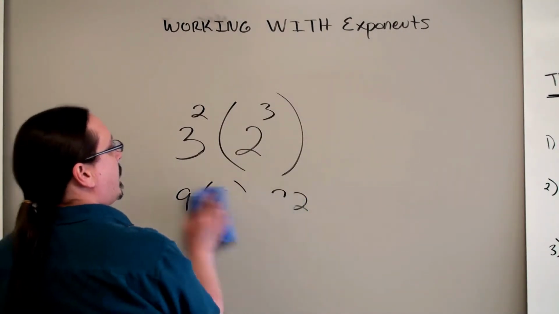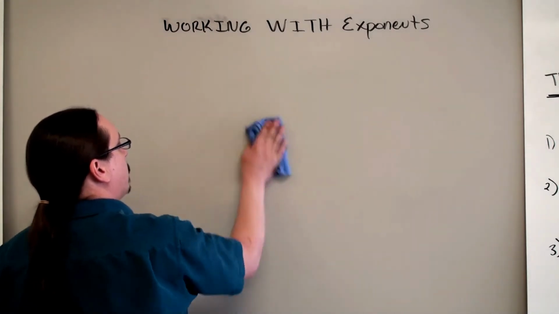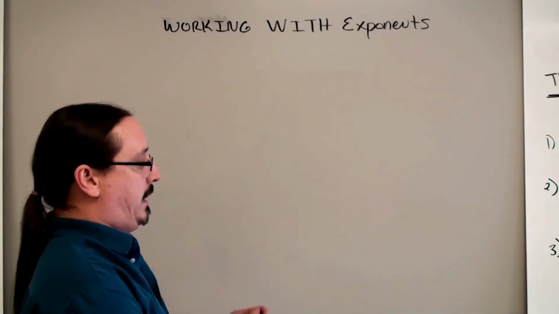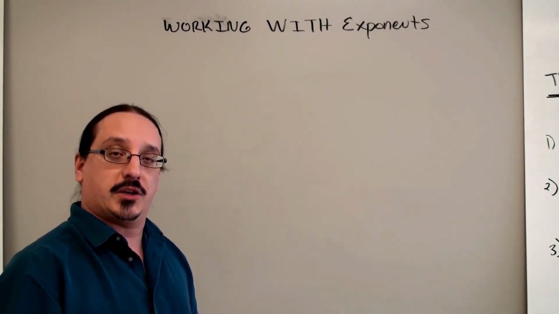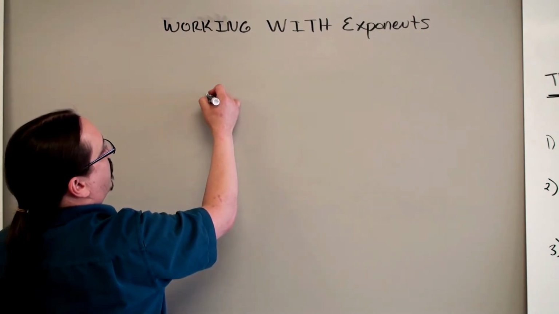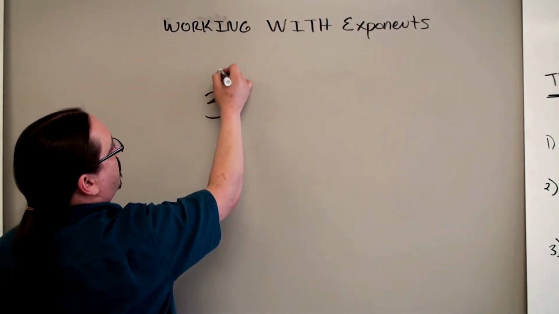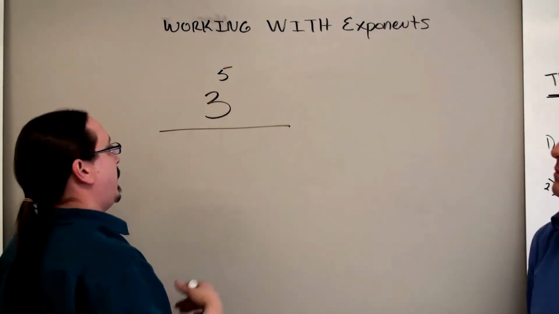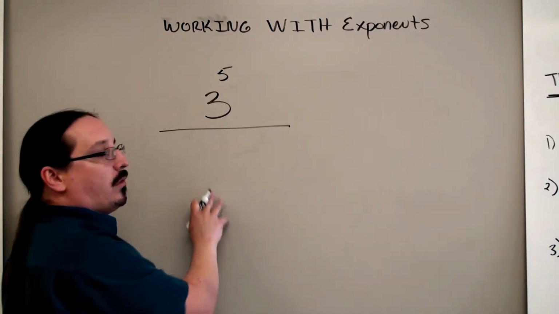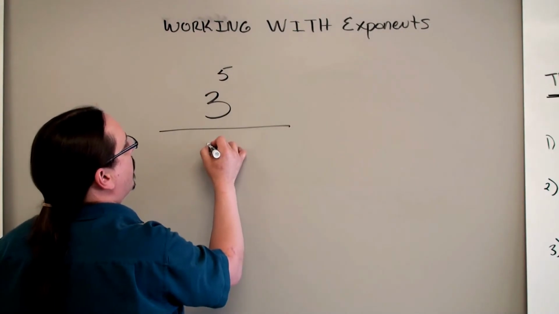All right, so now, I'm only going to give 3 laws. There are other laws. Okay, we've done a multiplication problem. What about a division problem? So if we have 3 to the 5th power, and I'm dividing this by 3 squared.